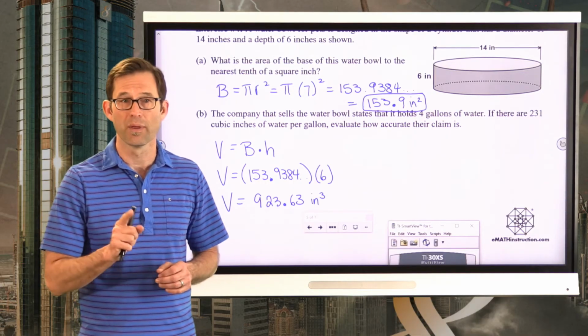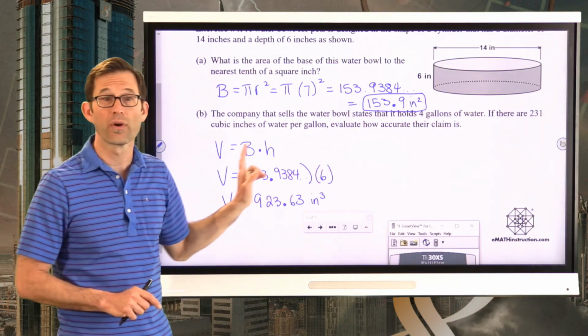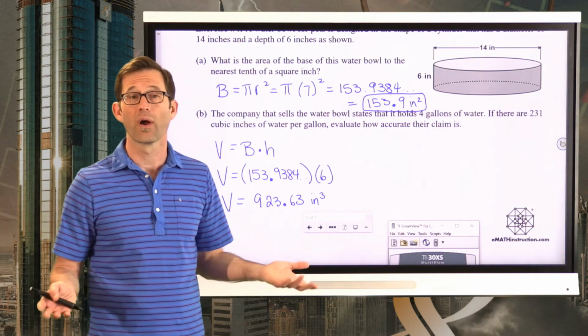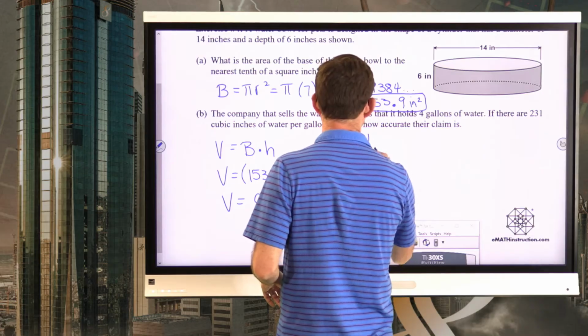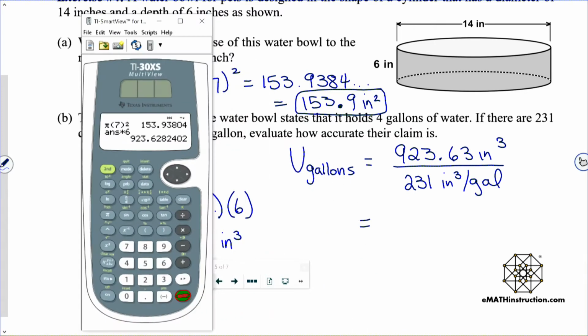But we want to see how accurate the people were when they said that it held 4 gallons. In order to do that, we have to use a unit conversion, right? Right here, 231 cubic inches per gallon. It should be simple enough, right? It's like taking the number of eggs we have and dividing it by 12 to figure out how many dozens of eggs we have. So now I'm going to say the volume in gallons is going to be our 923.63 cubic inches divided by 231 cubic inches per gallon. And let's see what we get. How many gallons do we have? I'm going to take my last answer and divide by 231. That's going to give me 3.998, we'll stop there, gallons.